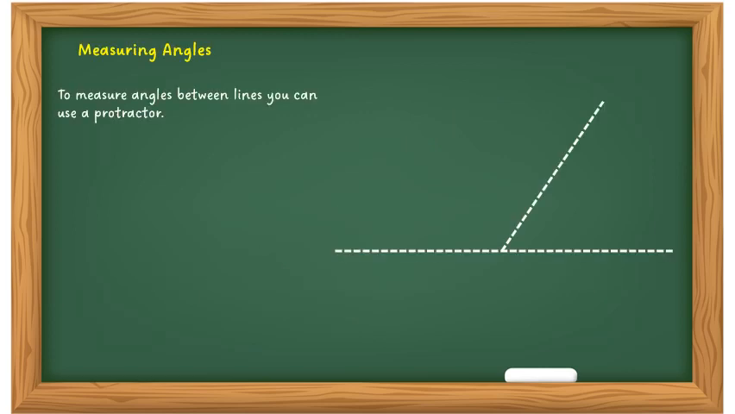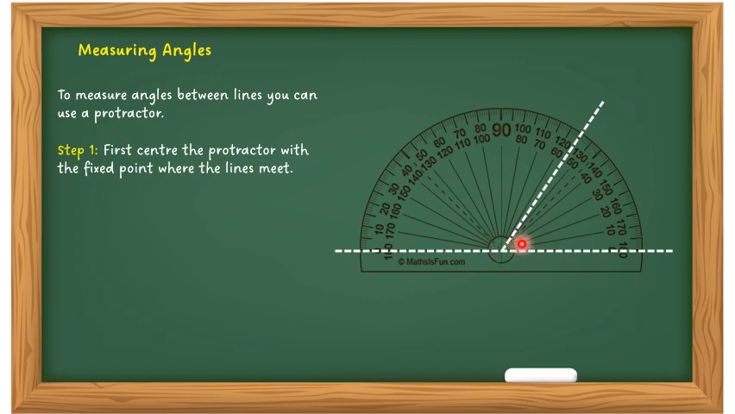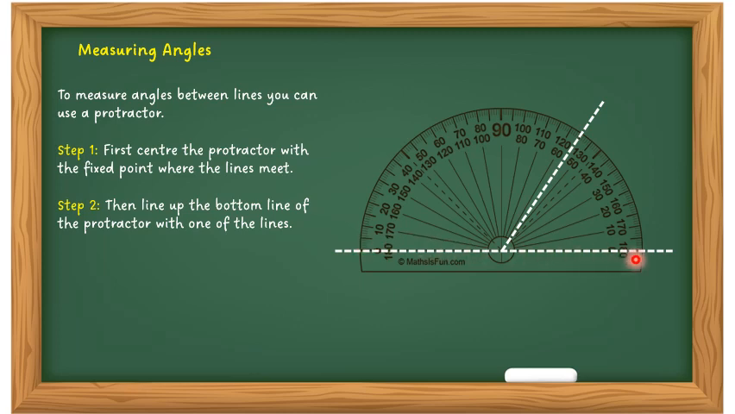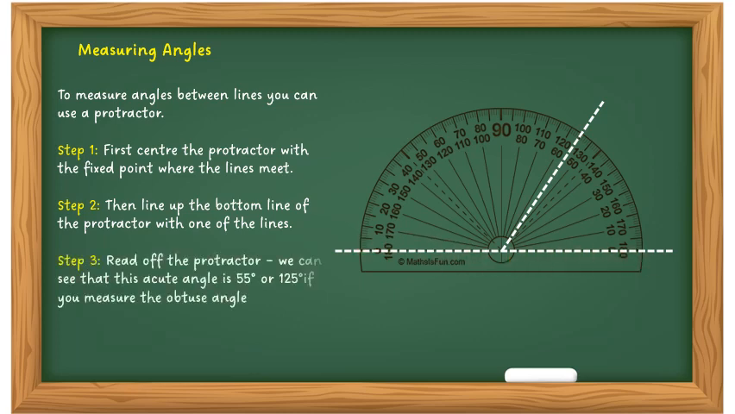Now, measuring angles. To measure angles between the lines, you can use a protractor. Okay. Now, the first step is to center the protractor with the fixed point where the lines meet, which is this part here. So you line up the center, you can see, as you line it up. Then what you do is you line the bottom line of the protractor with one of the lines. So you're lining up with this line here. And now you can read off the protractor. We can see this acute angle is 55.